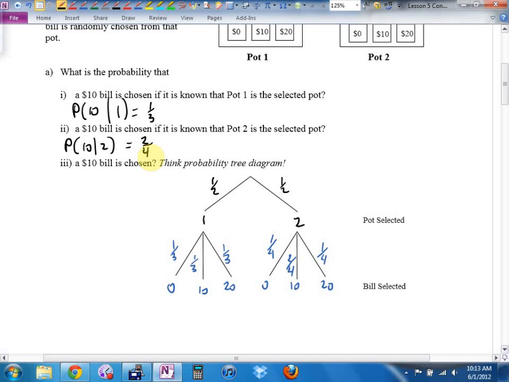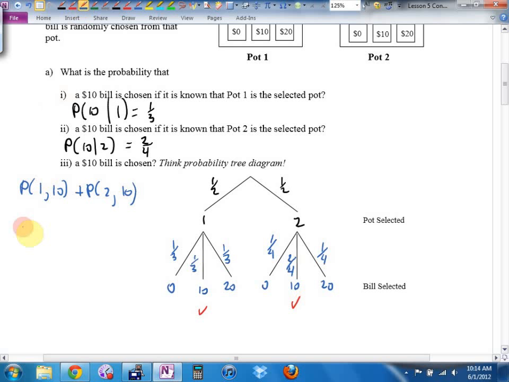Do I know which pot it is this time in part 3? Have they told me specifically? Then I have to look at both possibilities, pot 1 or pot 2. What does "or" mean? In fact, this is where I'm going to say this: 1 and a 10, or 2 and a 10. It could be this branch or this branch. So I multiply all the way down now and add my way across.